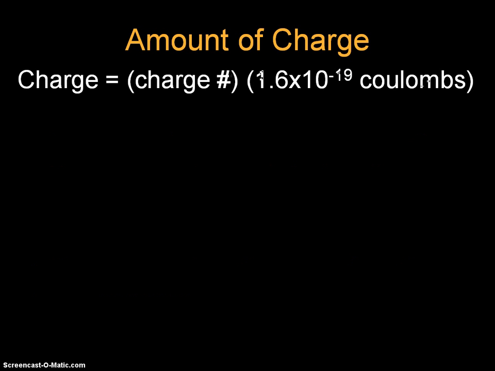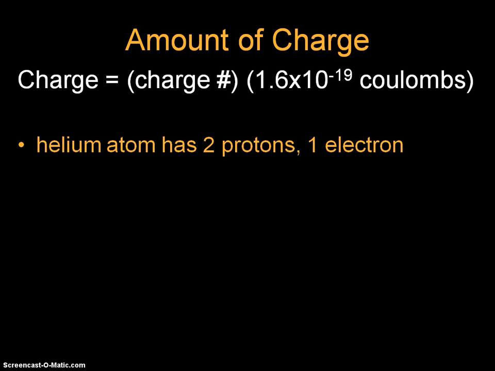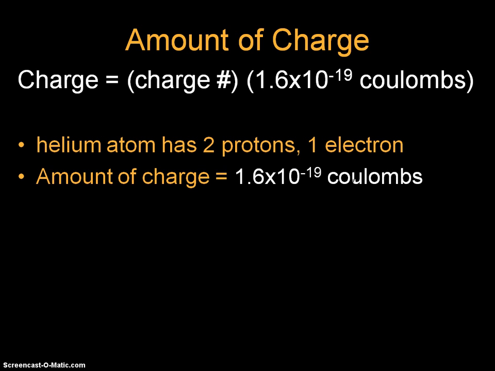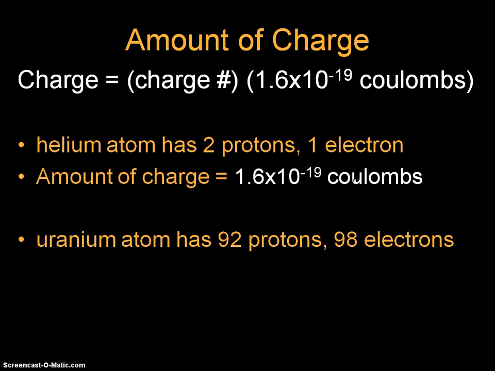Okay, amount of charge. Now we can actually start looking at the number of coulombs within various atoms. Helium atom, 2 protons, 1 electron. The amount of charge, it has a -1, or I'm sorry, +1 charge number, so it has 1.6 times 10 to the -19 coulombs. Basically, you take the charge number and multiply it by the elementary charge.